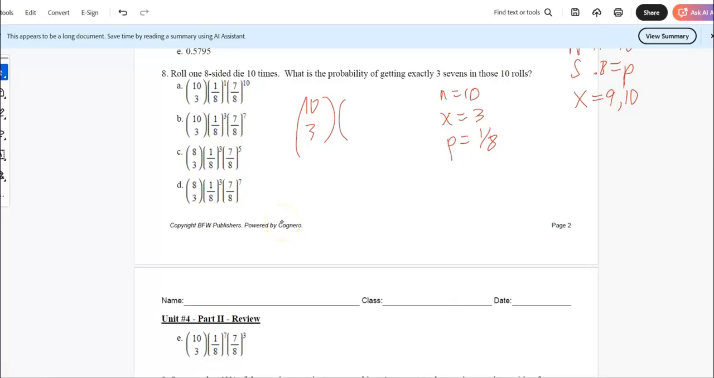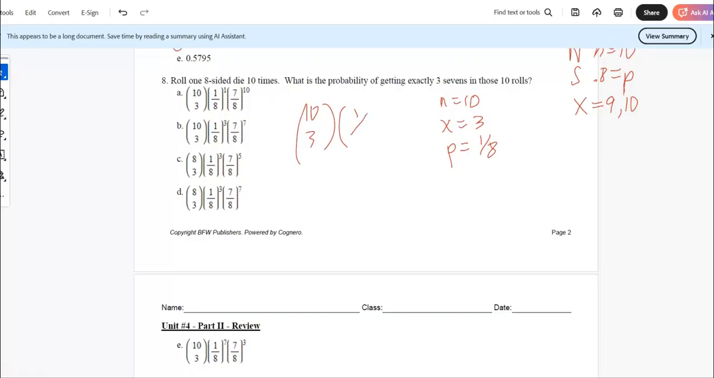And I think it's chance of success to the x, and then failure, which is 7/8, and that one was to the 10 minus 3, so it looks like this guy. Sorry, I got a little sloppy there.